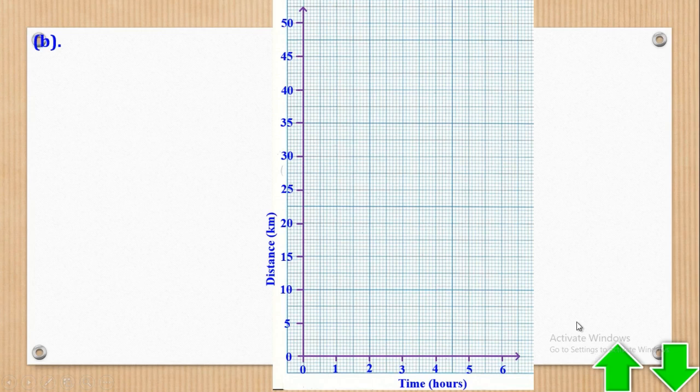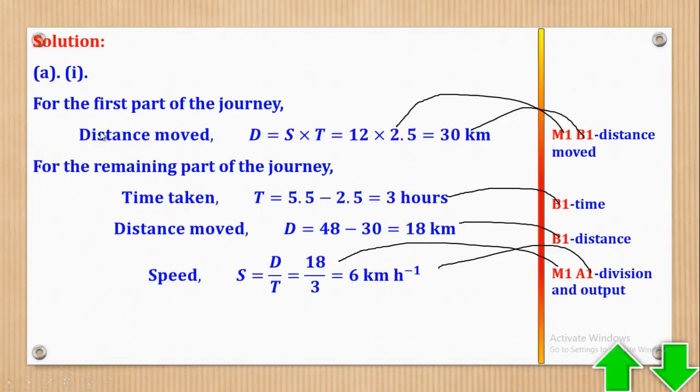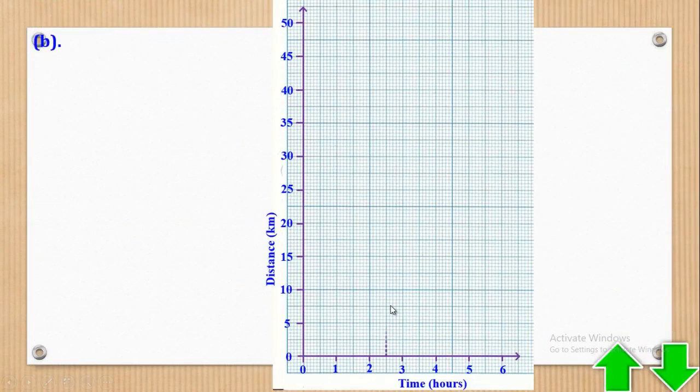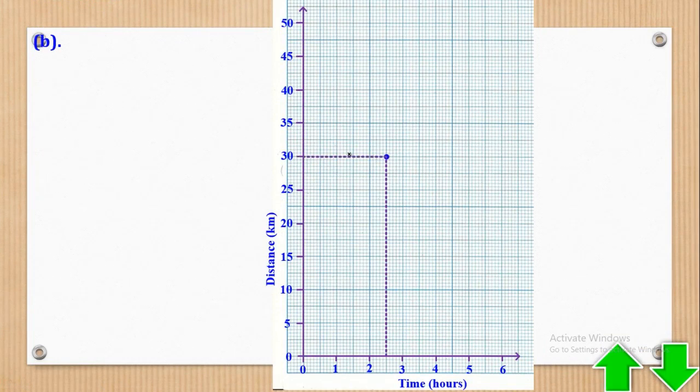Now on this graph we are going to show the two parts of the journey. So for the first part, he moved a distance of 30 kilometers and the time was 2.5. So we shall come here and look for 2.5, which is the time, and take it up, and also look for 30 kilometers, take it up, because remember it was 30 kilometers and 2.5 hours. So then you shall get that point.